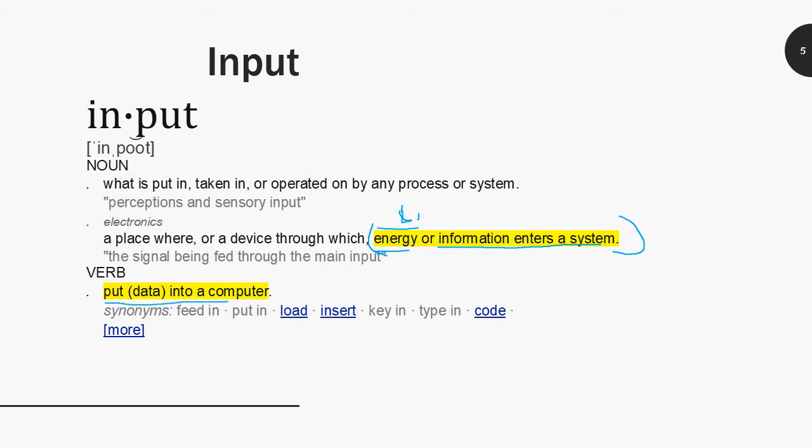Verb, put data on a computer. And that's pretty much what we're doing. We're putting data inside a computer. That's our input operation. So whether it's a keyboard, or if you're touching a virtual keyboard or touching a button on your phone, you're not processing, but you're inputting data into that system.